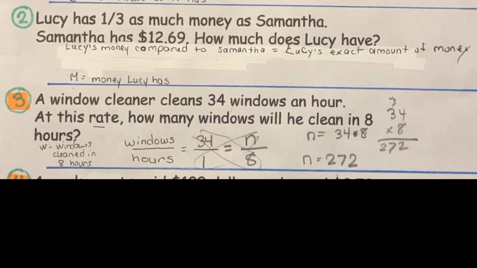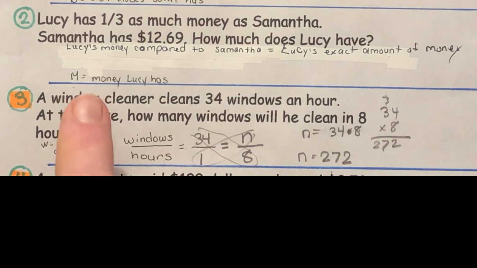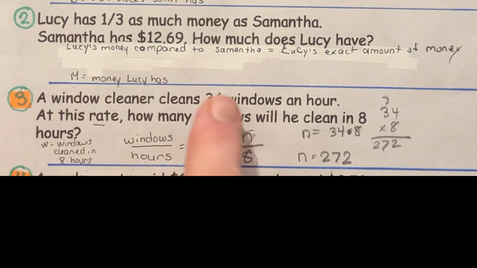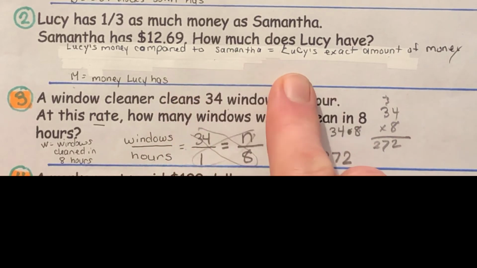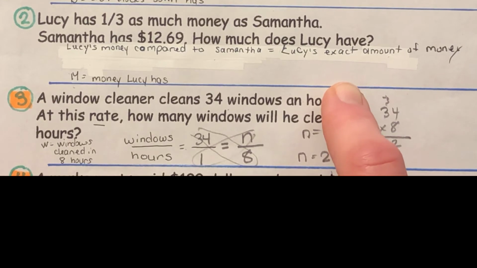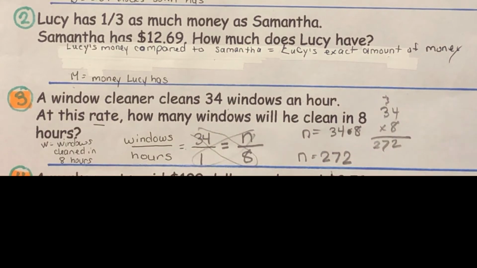Look at number 2. Lucy has 1/3 as much money as Samantha. We're describing Lucy's money compared to Samantha's. Samantha has $12.69. How much does Lucy have? This is similar to the other one. We'll use M for Lucy's money. In your equation, you'll have a description of Lucy's money equals her exact amount. And since you don't know that, you'll have a variable, M, after the equal sign.